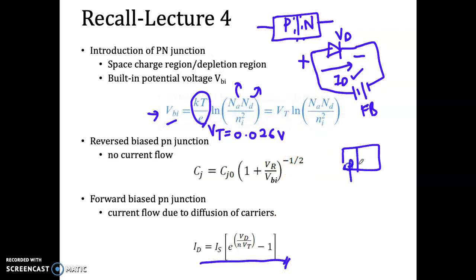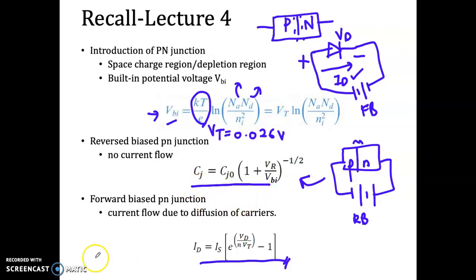Here let's say your PN, and here you connect minus, plus. Then it will be attracted and the depletion region becomes bigger, right? So you will have charge inside here. That's where, in your reverse bias, you will have what we call junction capacitance. The formula for junction capacitance is this formula.